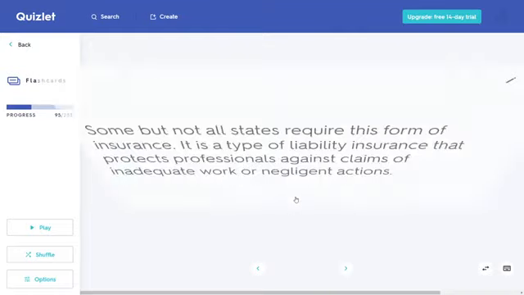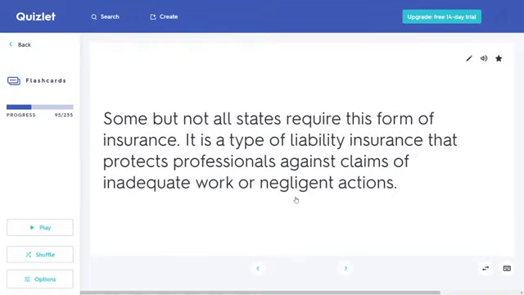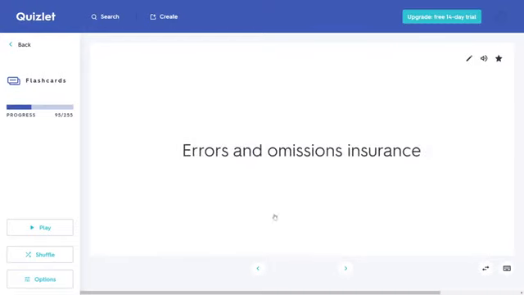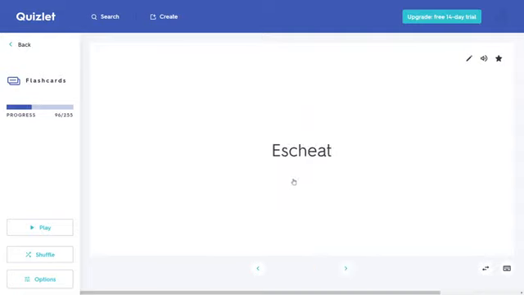So, basically, what is it? Well, it's a type of liability insurance that protects professionals against claims of inadequate work or negligent action. So, it's good to have. And again, it's one of those things that's required in some states, but it's good to have if it's not required, just in case somebody opposes a claim on you for not doing your job correctly. If there's a lawsuit there, this can protect you from that. So. All right, next one.